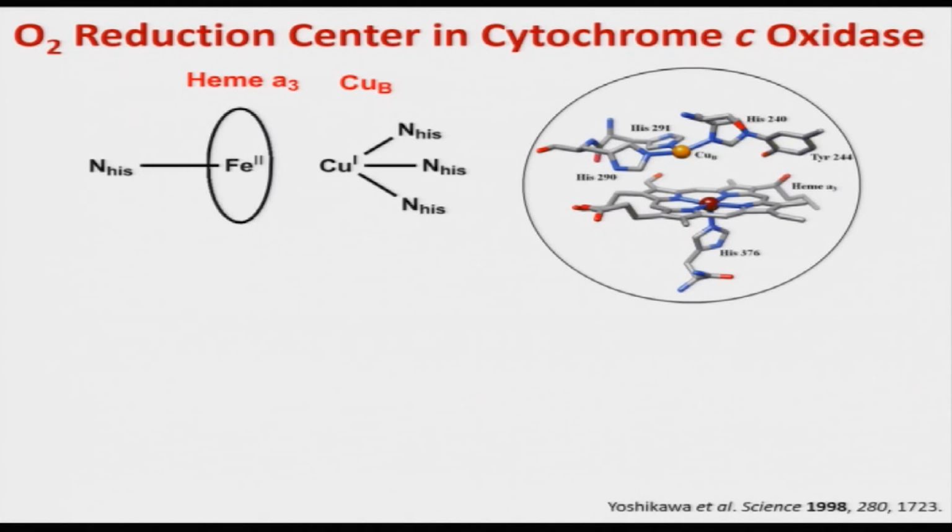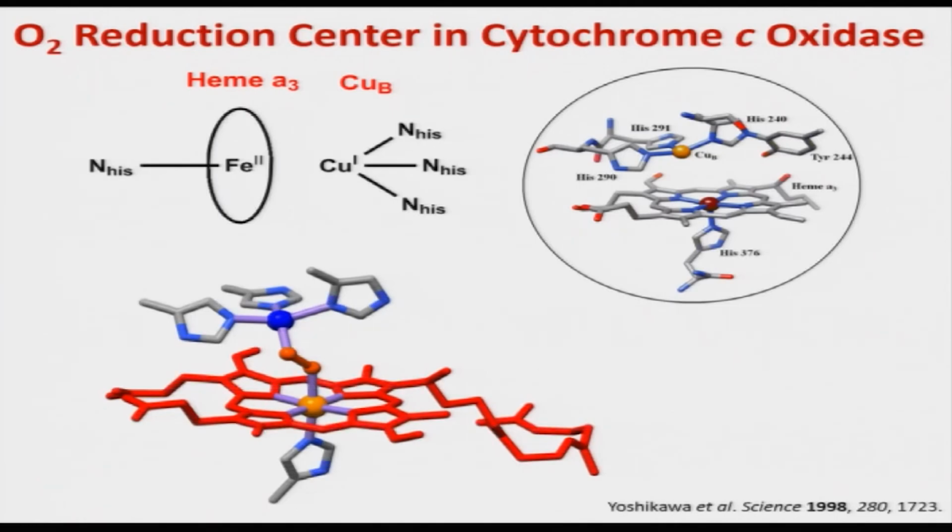The dioxygen is reduced in cytochrome C oxidase, as I have just shown, and the reduction center is shown over here. One can see that the two metal centers are heme A3 and copper B. Heme A3 is 5 coordinated, copper B is 3 coordinated, and dioxygen comes and binds perfectly between these two metal centers. The X-ray structure is displayed over here. You can see yourself how dioxygen fits perfectly between the iron and copper centers.